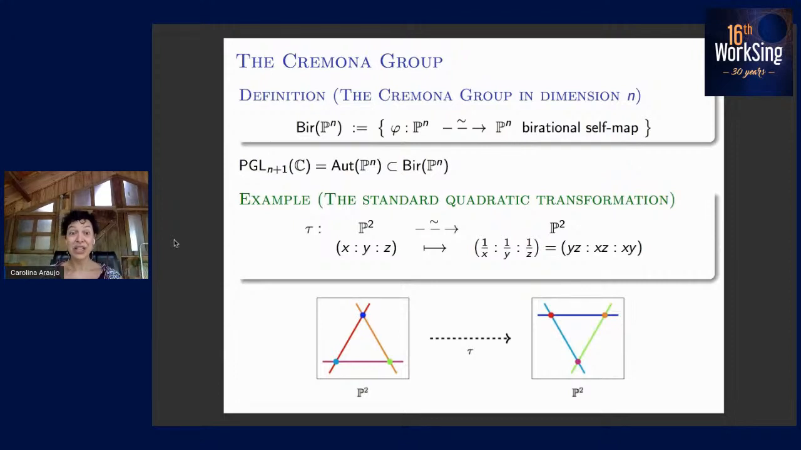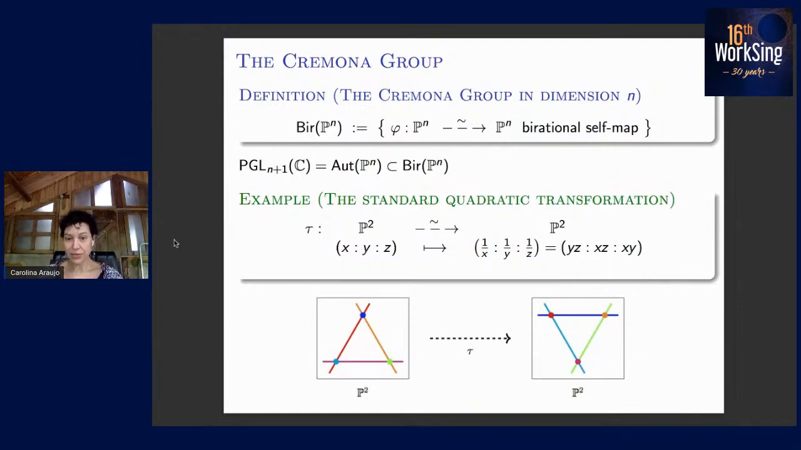So we see that this is really not an isomorphism, but rather a birational self-map. And let me just point out that if you give me any degree D, I can construct a birational self-map of P2, or more generally of Pn, given by homogeneous polynomials of this same degree D without common factors. So there are plenty of Cremona transformations of arbitrarily large degree.